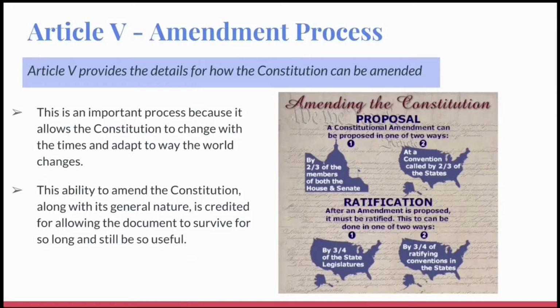Article 5 goes through the amendment process. This is a really important process because it allows the Constitution to change with the times and adapt to the way the world changes. This ability to amend the Constitution, along with its general nature, is credited for allowing the document to survive for so long and still be so useful. So we've never had to throw out the Constitution and start again, because we're actually able to change it.